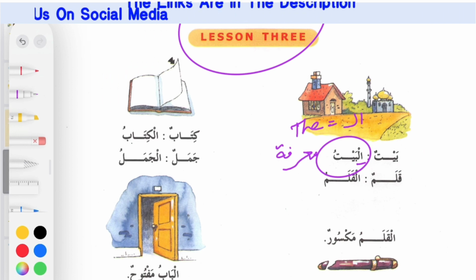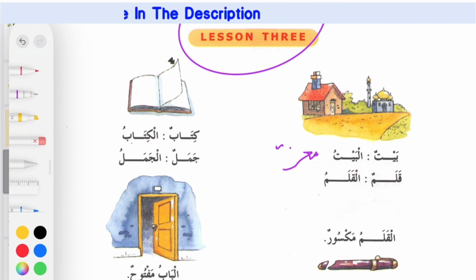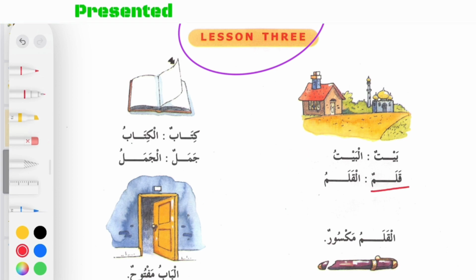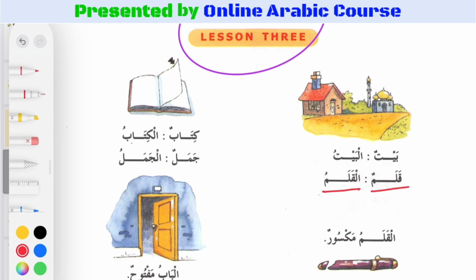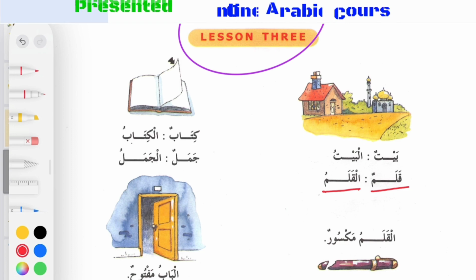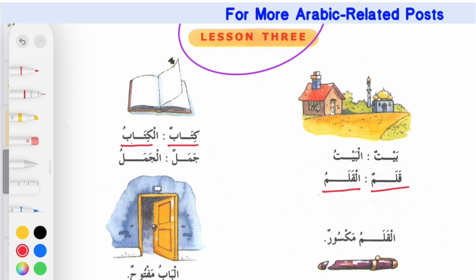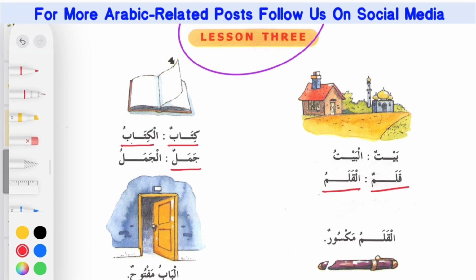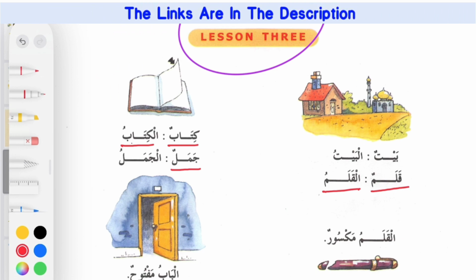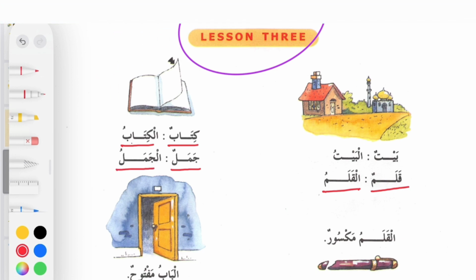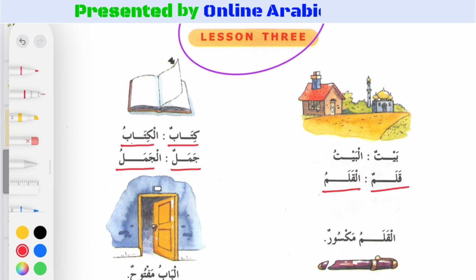The same way we have qalamun and al-qalamu. Qalamun is nakira and al-qalamu is ma'rifa. So qalamun we will say a pen, al-qalamu the pen. You can also say that tanween stands for a or an, and you can say al stands for the. The same way, kitabun, a book, al-kitabu, the book. Jamalun, a camel, al-jamalu, the camel. I hope you understood what is nakira and what is ma'rifa and how to recognize them and how to translate them in English language.